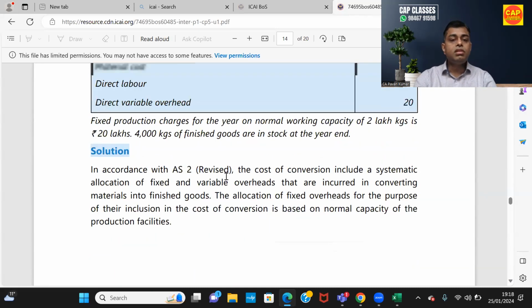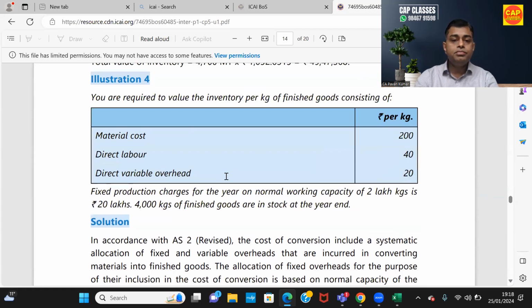Okay. Can you read question number 4, Devika? Yes, sir. You are required to value the inventory per kg of finished goods consisting of material cost per kg 200, direct labor 40, direct variable overhead 20, fixed production charges for the year on normal working capacity of 2 lakh kgs is rupees 20 lakhs. 4,000 kgs of finished goods are in stock at the year end.